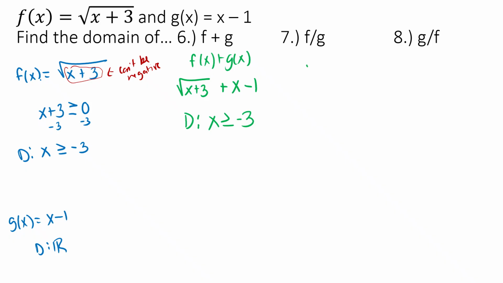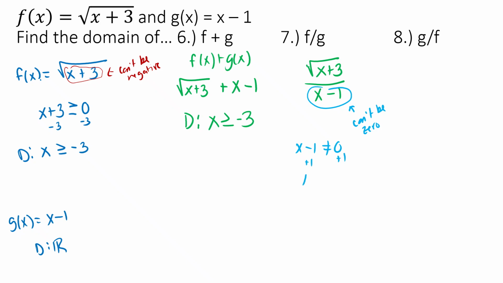Now it gets interesting. So f divided by g. This would be the square root of x plus 3 over x minus 1. And this one has an issue where you've got the original restriction, but the operation, that division, introduces something else that might happen. And we know from knowing our operations that that can't be 0. And so we have x minus 1 cannot be equal to 0.